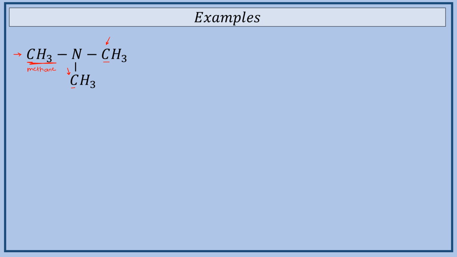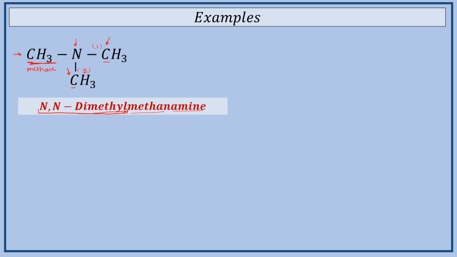So the name of this compound will be N,N-dimethyl methane amine, where N,N-dimethyl refers to the substituents, two methyl groups attached to the nitrogen atom, first and second, and methane refers to the parent chain that we have selected, this group. Finally, add the suffix amine. This completes the name of this molecule.